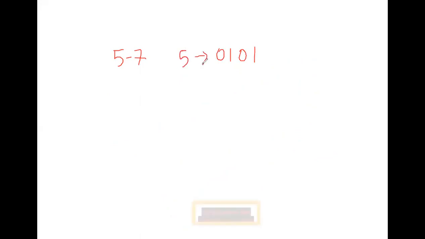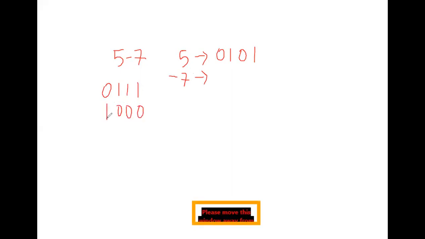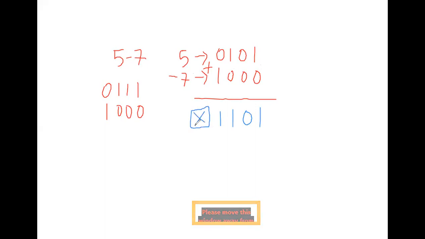For minus 7, I have to take the ones complement of 7. So 7 is 0, 1, 1, 1. The ones complement of this is 1, 0, 0, 0. So minus 7 I can directly write as 1, 0, 0, 0. Understood? So you need to add these two. Step 3, addition: 1, 1, 0, 1. Is there any carry? No carry.